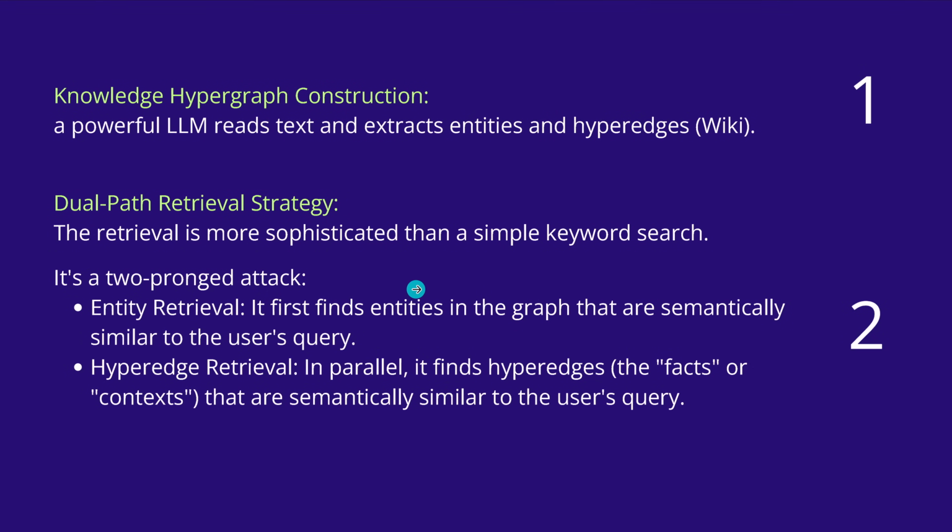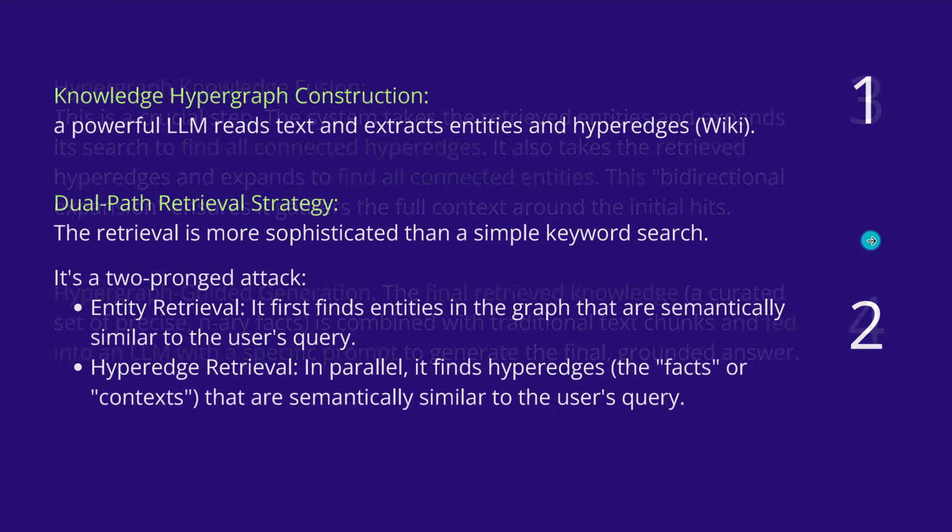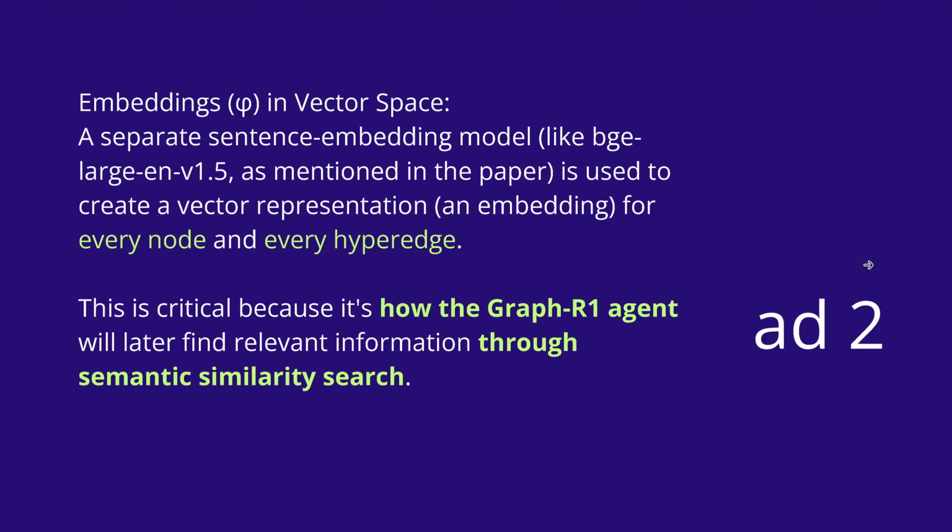I was very fast here, because at point 2, the hyper-edge retrieval, in parallel, finds hyper-edges that are semantically similar to the user query. And I saw this is not possible. So going back to point 2, the authors really decided that they have to build, in addition, a vector space for an embedding. So for the process of finding similar expressions to the human query, they still go with a vector space.